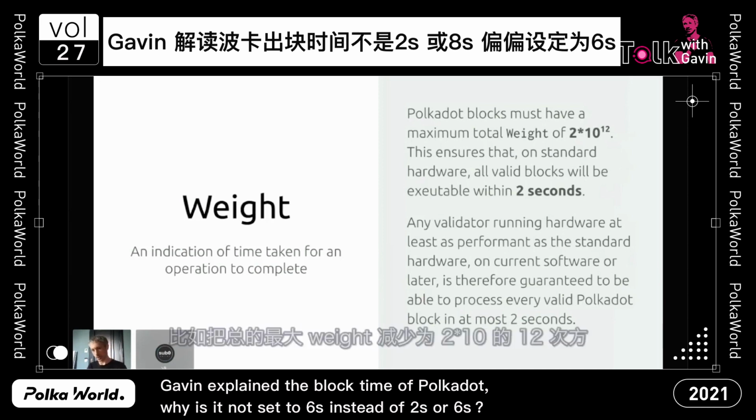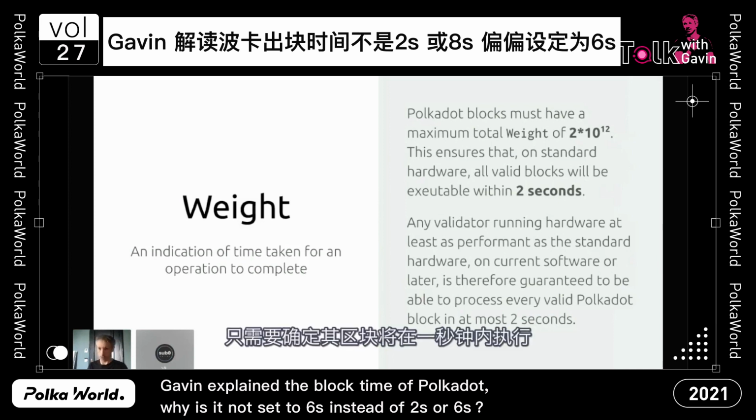You could be more conservative and reduce the maximum total weight to like 1 times 10 to the 12, and ensure that, broadly speaking, valid blocks will execute within 1 second. But that very much depends on how much you're going to push with your chain.